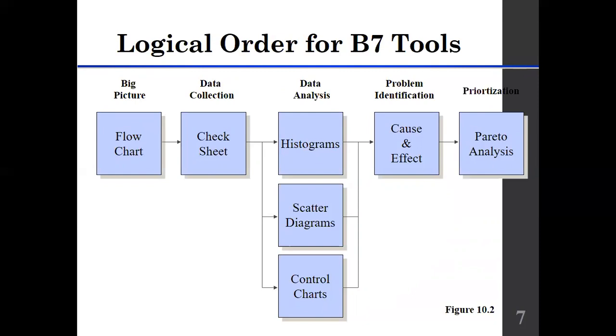Okay, so the flowchart gives the team the big picture of the process to be improved. Process data are collected using a check sheet. The data are analyzed using either histograms, scatter plots, or control charts. And for problem identification, we can use the cause and effect diagrams. And for prioritization, we can use the Pareto analysis.